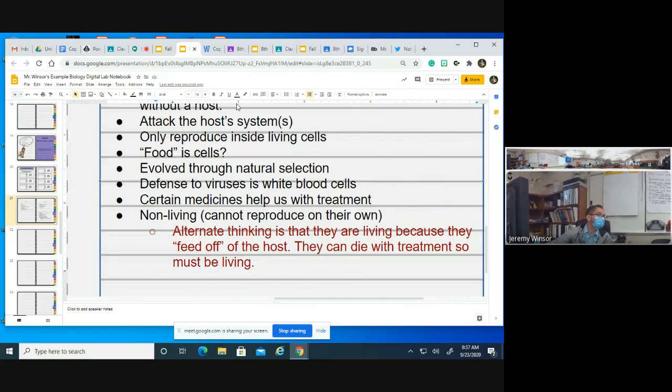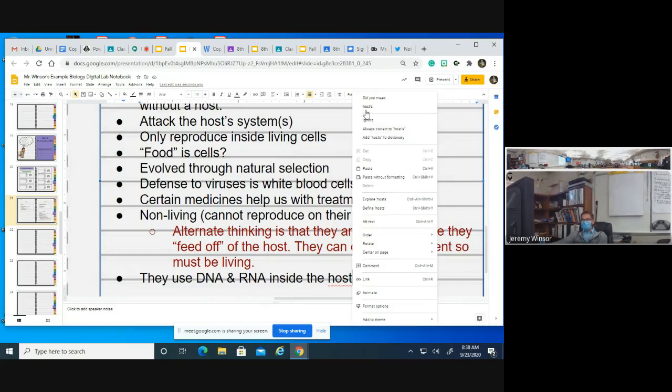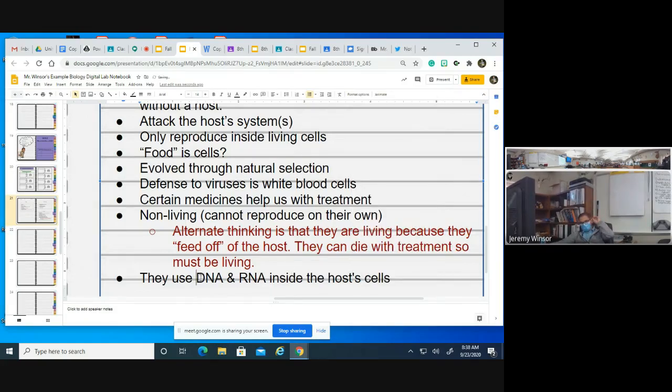Sometimes they what? Sometimes they use our DNA and RNA. Interesting. They use DNA and RNA inside of the host body, or maybe I should say host cells. Interesting. I had not considered this idea of DNA or RNA.